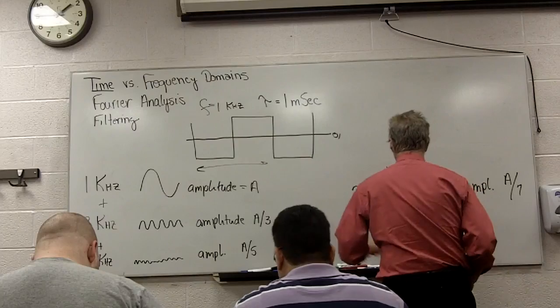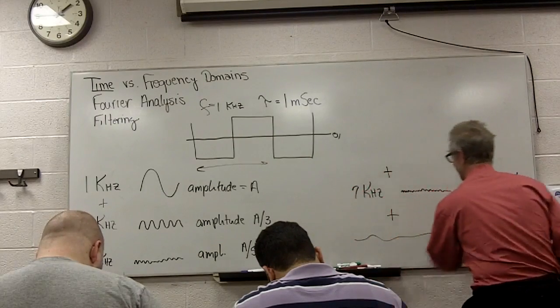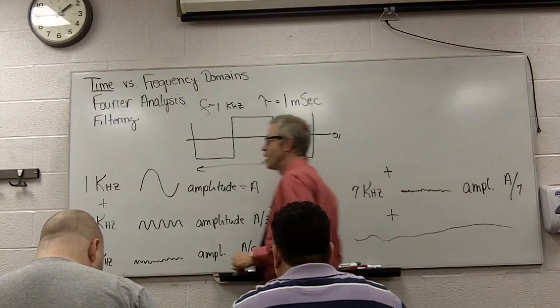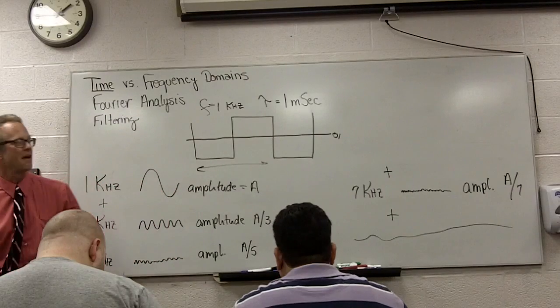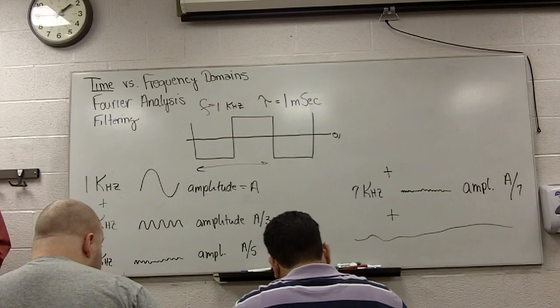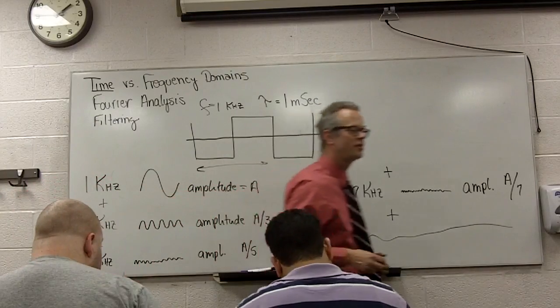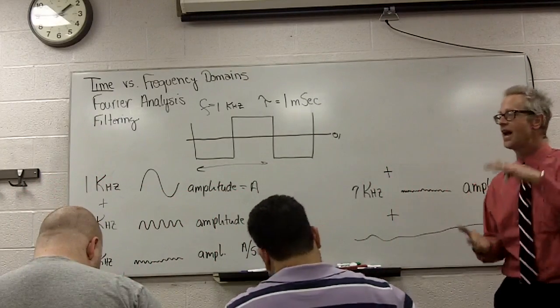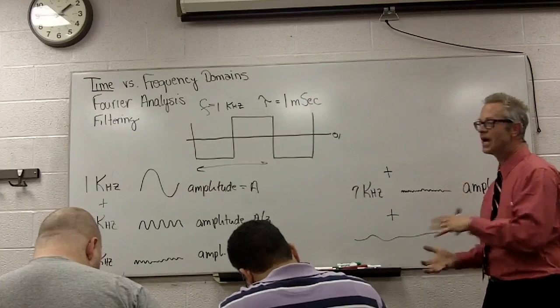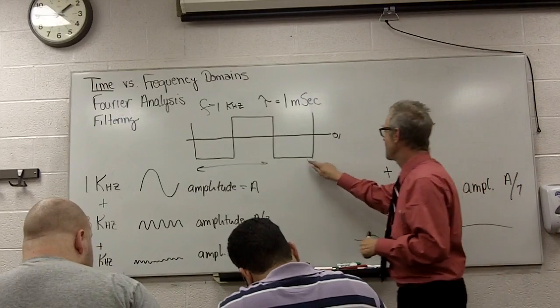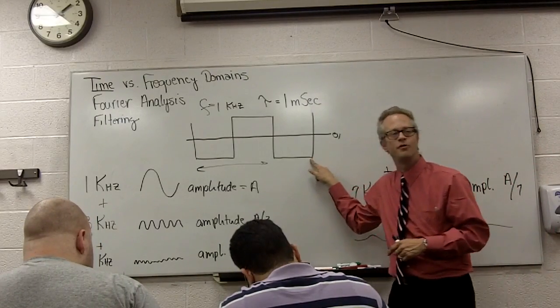And we're going to add to that all of the other ones. 9 kilohertz, 1/9 of the amplitude, 11 kilohertz, 1/11 of the amplitude, 13 kilohertz, 1/13 of the amplitude, and we can continue to add all of those waveforms together. The more of those we add together, the squarer our corners become.